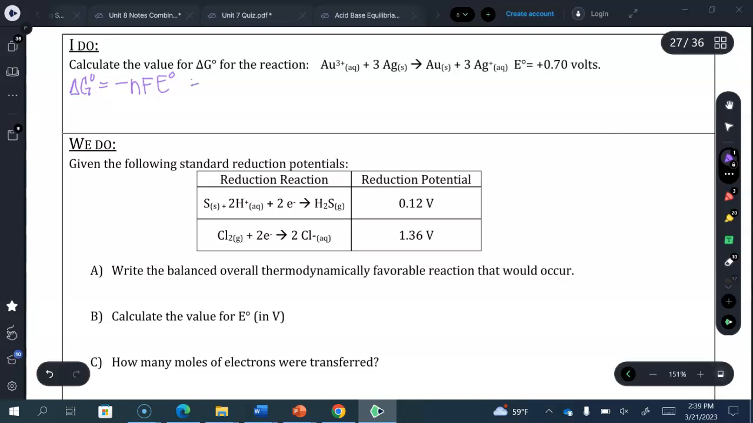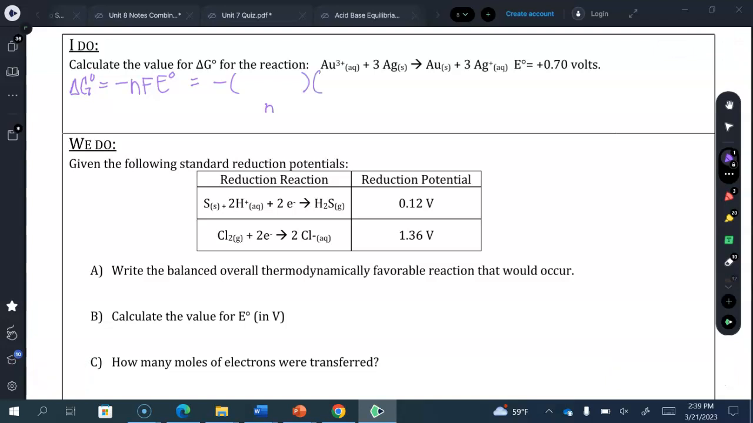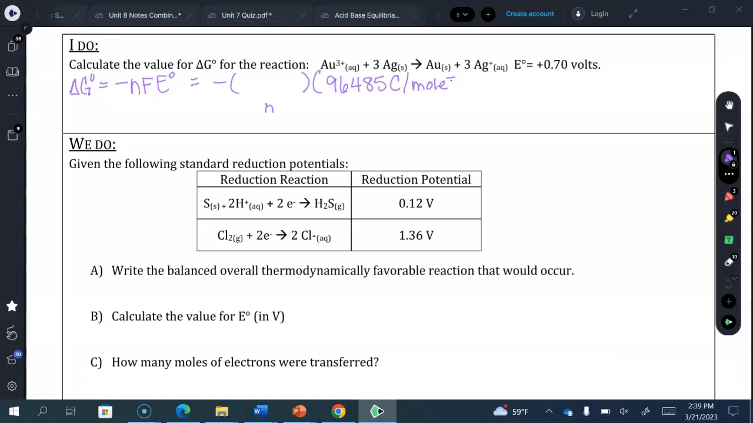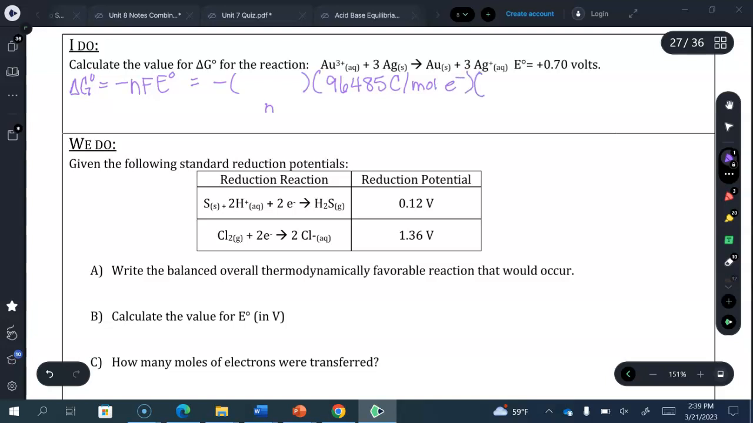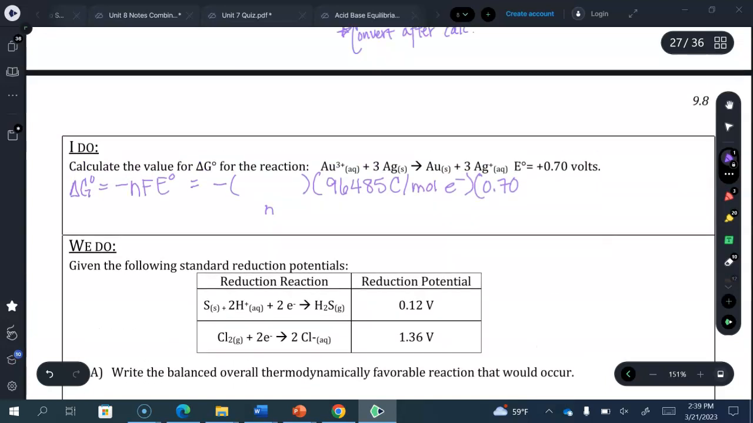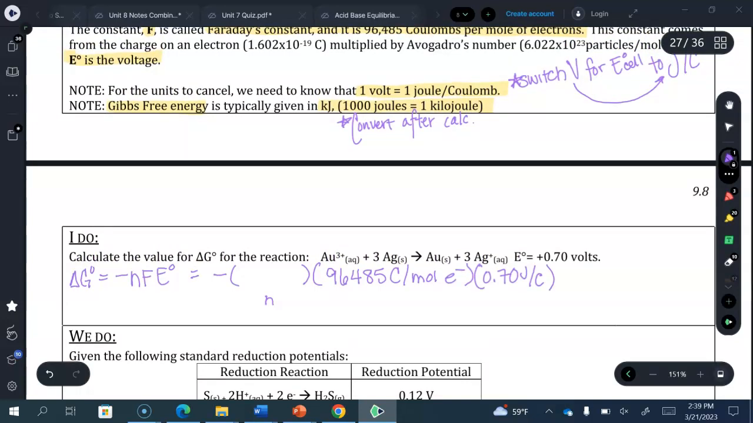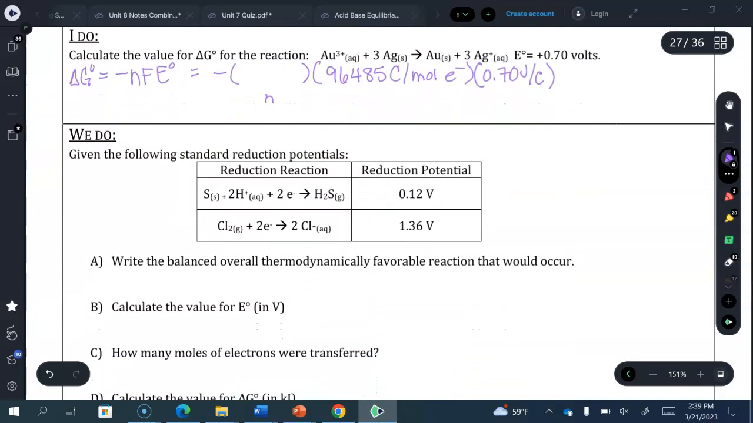We know, so there's my N. I'm going to plug in for N here. We know F because it is always 96,485 coulombs per mole of electrons. And we also know the potential for the cell is 0.7 volts, but earlier we mentioned we need to switch volts to joules per coulomb so that the coulombs end up canceling out.